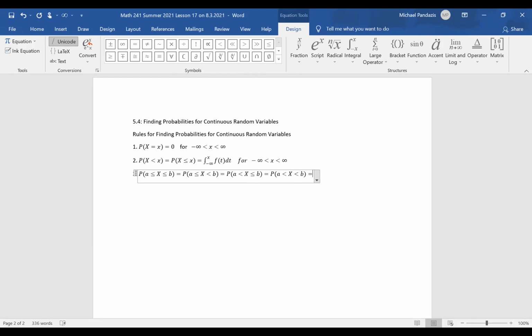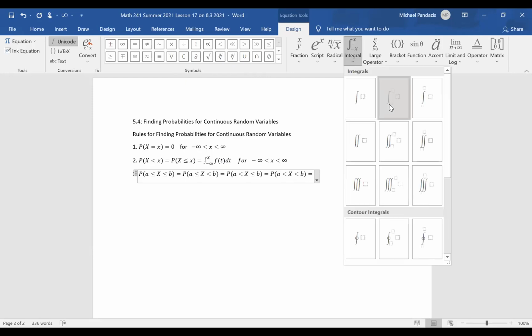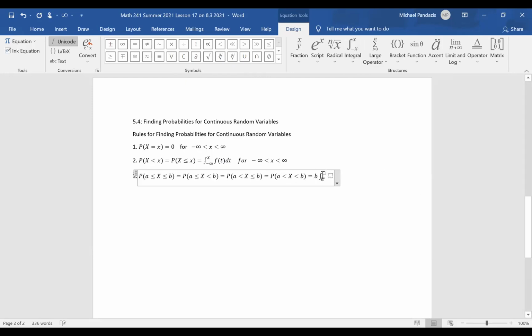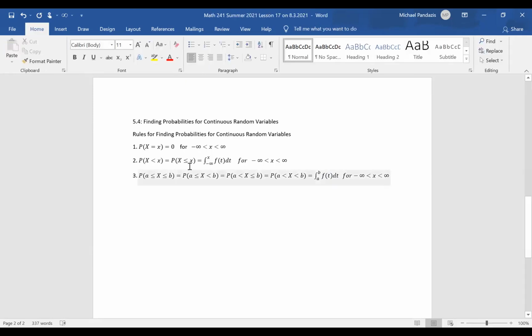And that's equal to the integral from a to b of f of t dt. And this is for any x finite, so for negative infinity less than x less than infinity. Okay. So these four are equal because you're either including or not including the endpoints.